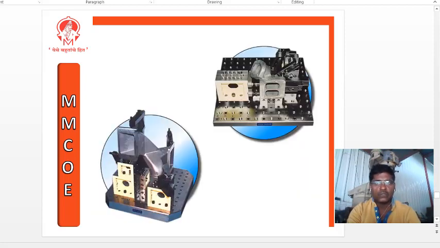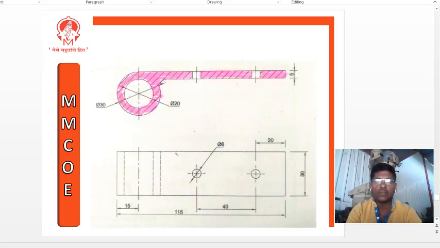Now coming to the last point, in a theory exam they may give you a job like this. As you can see, this job has a hole over here, and with this job we have to drill two holes.